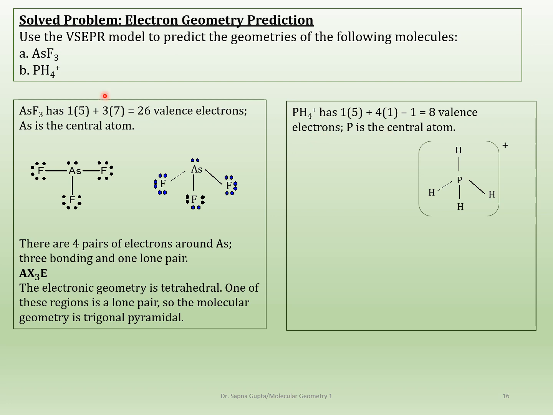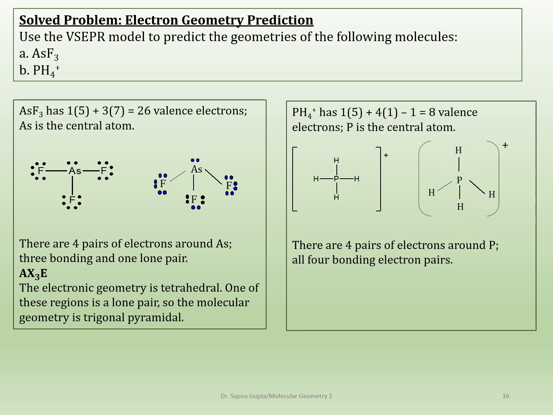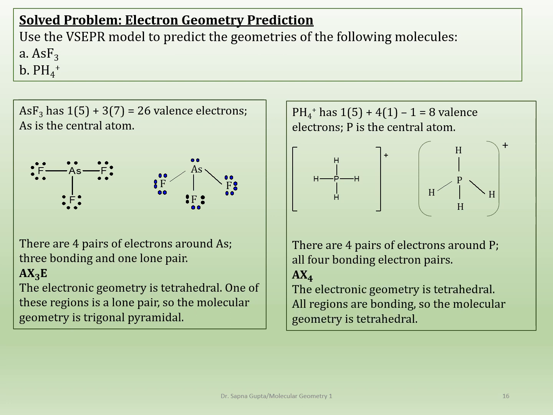PH4 plus. Now it doesn't matter if this is an ion. This is a neutral molecule, this is an ion. It doesn't matter. Ions also have shapes, okay? And so you just have to write the proper Lewis structure. So here is the Lewis structure for PH4 plus. So you can clearly see that it's going to be tetrahedral, because it is AX4 electronic geometry.